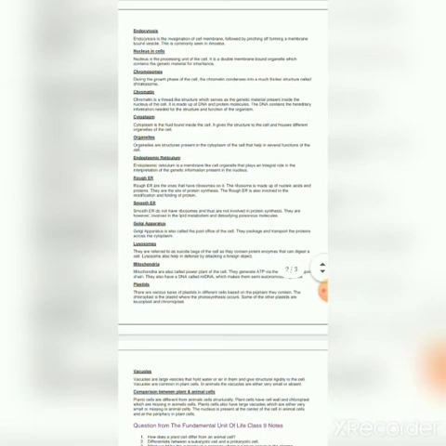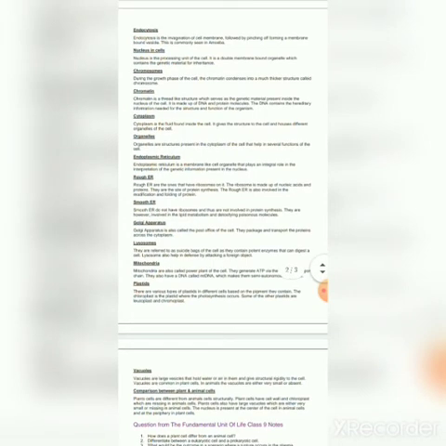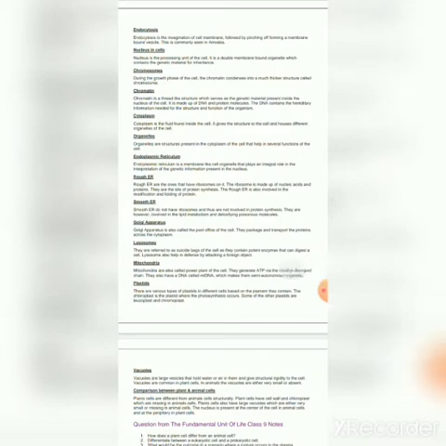Cytoplasm is the fluid that is found inside the cell, and it gives structure to the cell and houses different organelles of the cell. And then are the organelles. The organelles are the structures present in the cytoplasm of the cell that help in several functions of the cell.